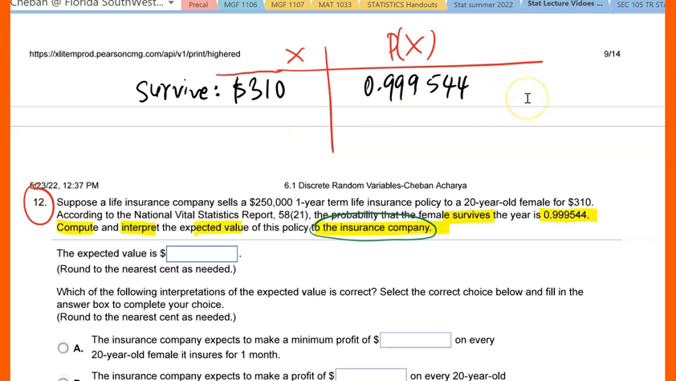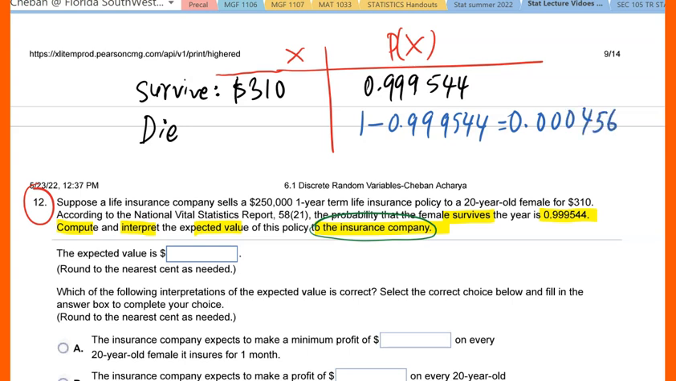What's the other outcome? If not survive, let's say die. What's the probability of dying? Remember that survive is the complement of die. If we put 1 minus 0.999544, if you subtract, you get 0.000456. This is the probability of not surviving, and this is the probability of survival.